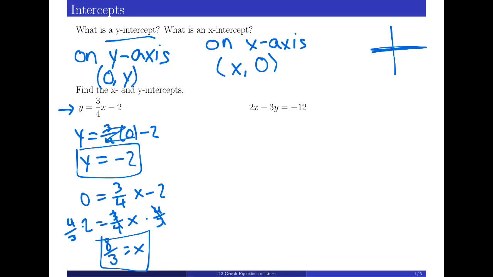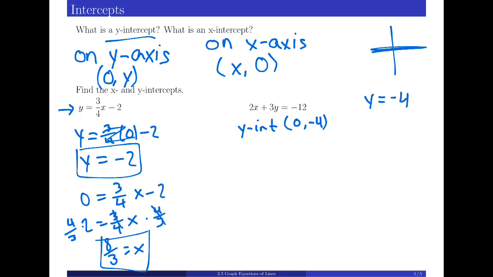So let's look at this next one, where it's not in slope-intercept form. We have 2x plus 3y equals negative 12. So again, to find the y-intercept, we would plug in 0 for x and see what we get for y. If we plug in 0 for x, that first term goes away, and so we have 3y equals negative 12. Then we just have to divide both sides by 3, and we get y equals negative 4, right?